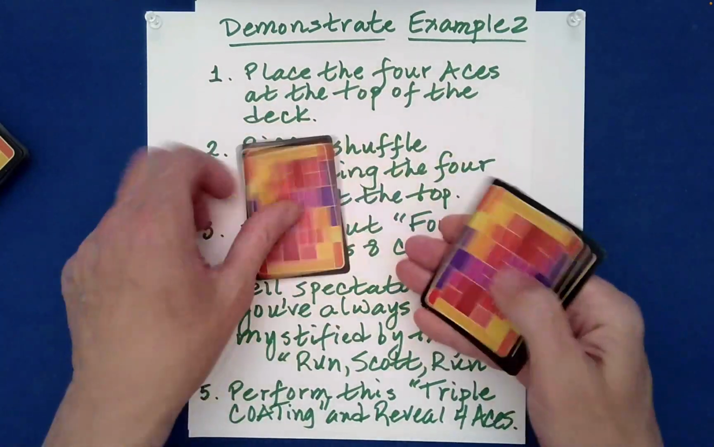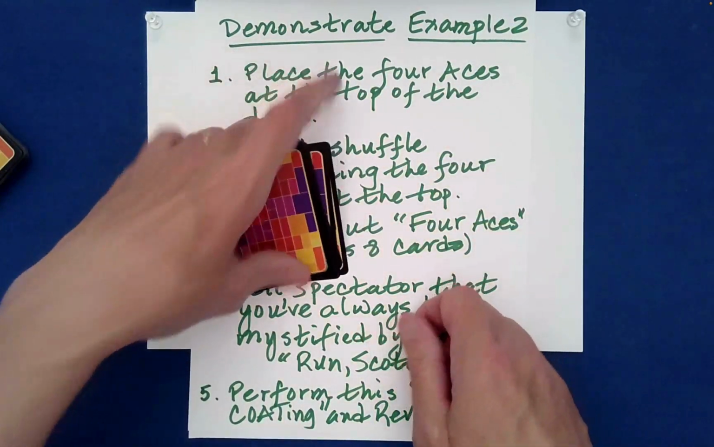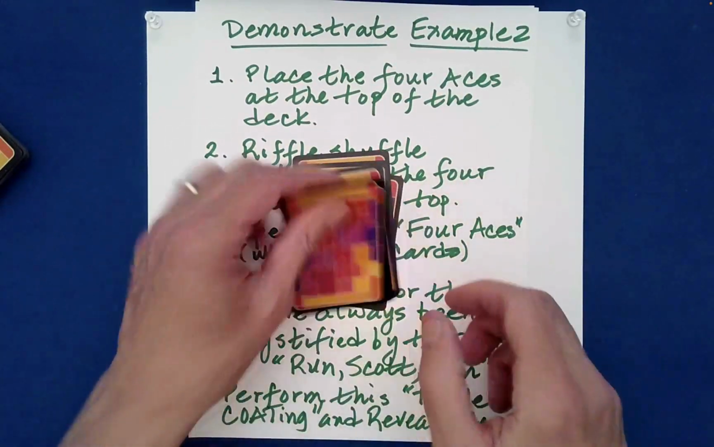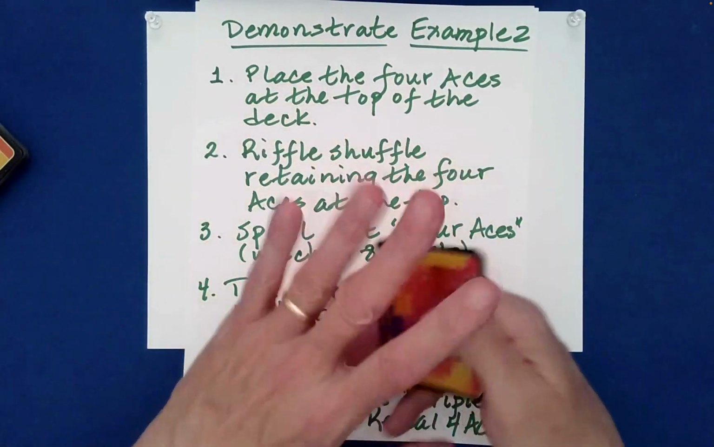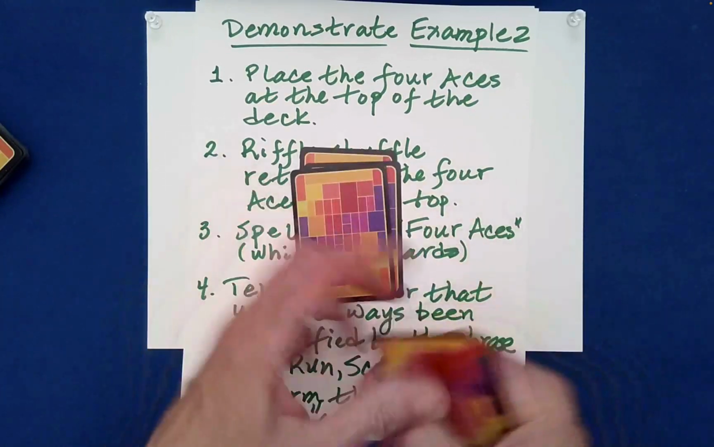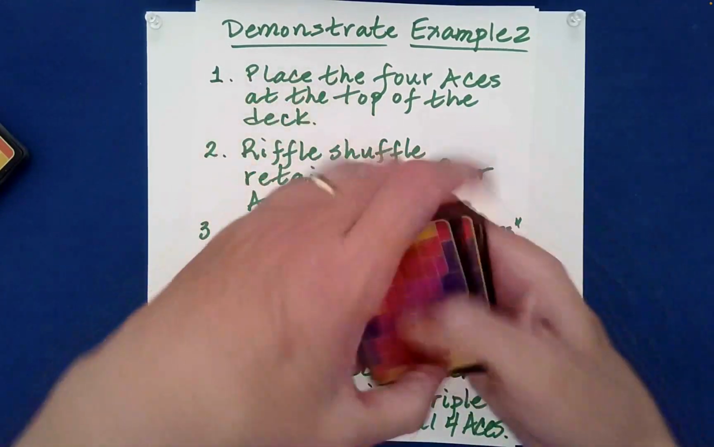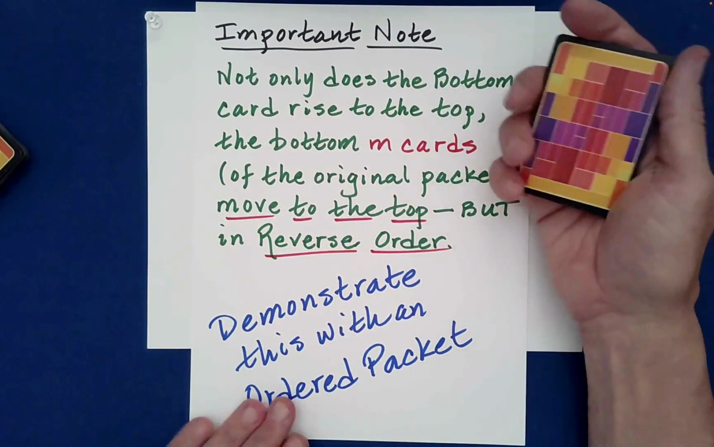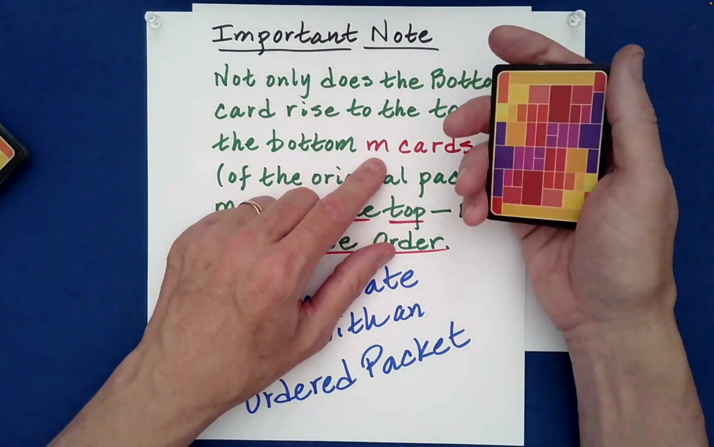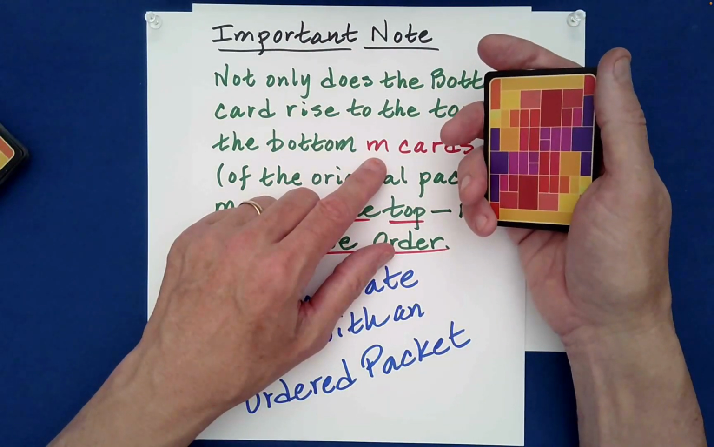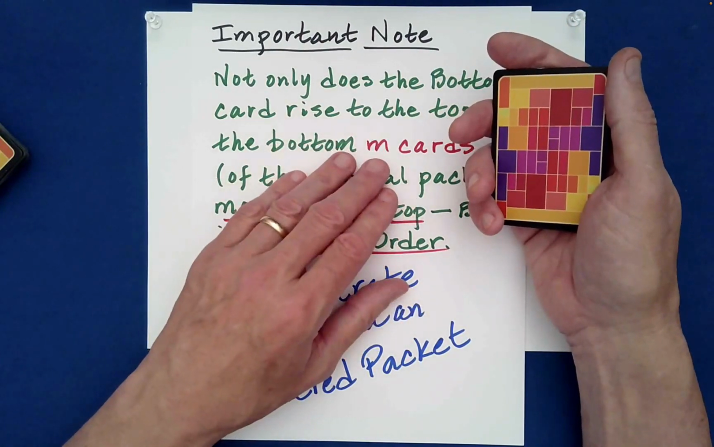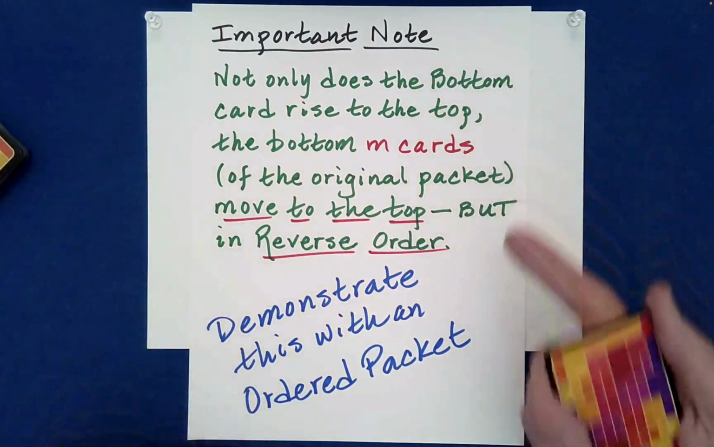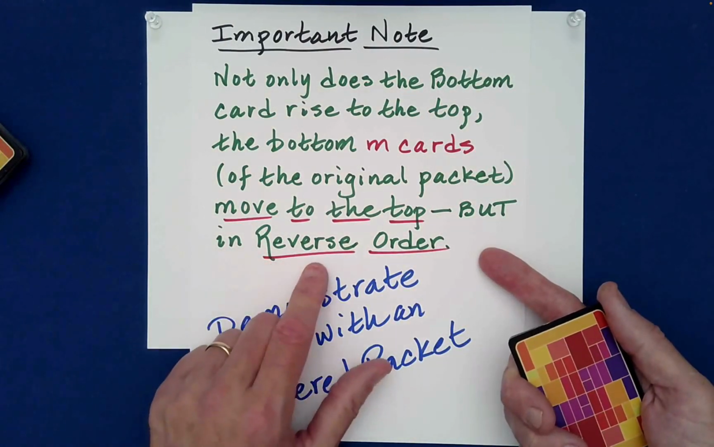So R-U-N, okay, run. Scott, S-C-O-T-T, and then run one more time, R-U-N, okay? Now the claim is that the original 5 cards, because Scott has 5 letters in its name, the original 5 cards of this packet have risen to the top, but in reverse order.